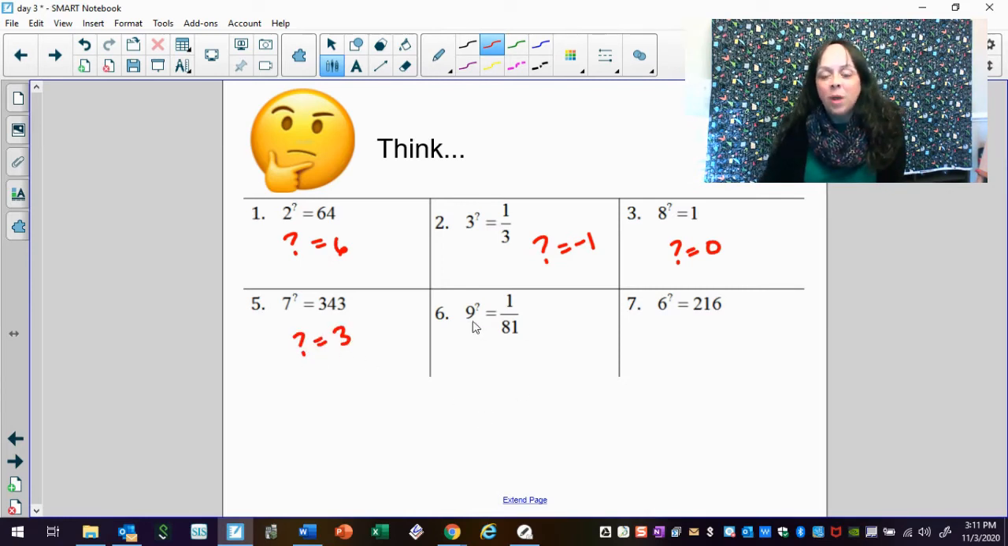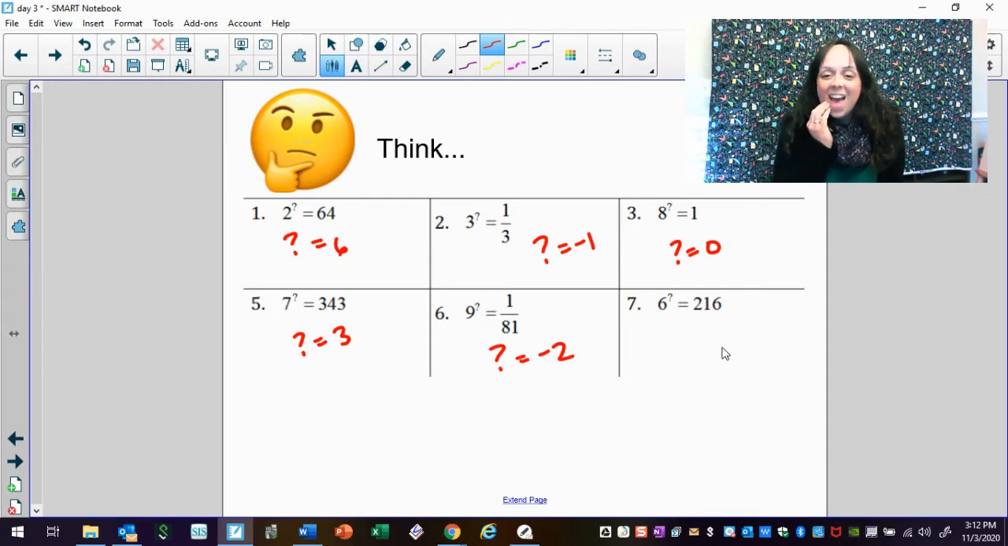Practice that one. Oh, here's another one, the fraction. It's kind of like number 2. 9 to what power will make a fraction 1 over 81? Well, I know that 9 squared is 81. To flip it down to the bottom, that exponent must be a -2.